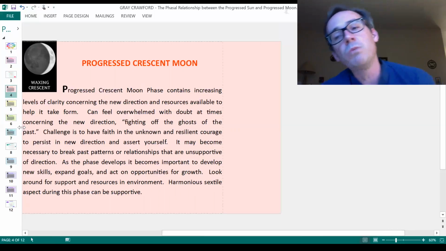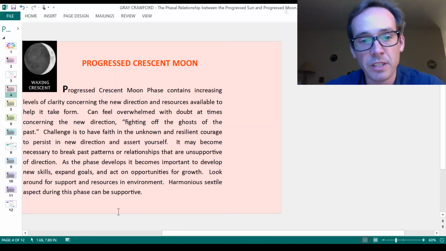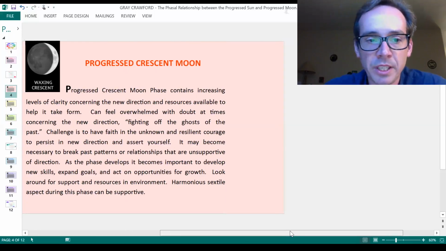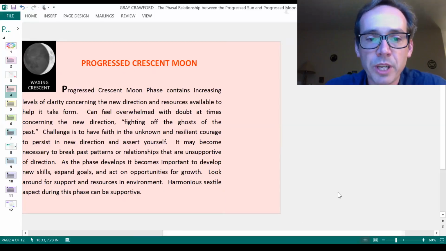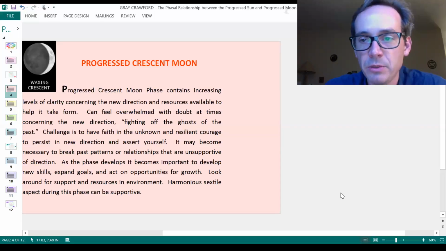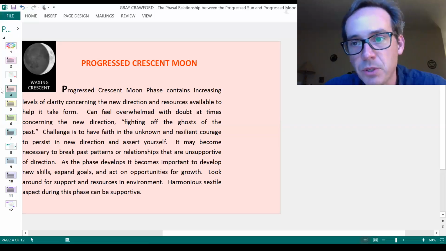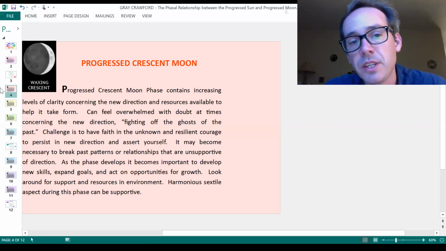So when you get into the crescent moon phase, you're starting at this point to become more clear about what the direction is actually going to be. What are the actual resources around you that are going to support you in this direction? It can also, though, feel very overwhelming. And that Rudyard line, fighting off the ghosts of the past, which I'm sure you all have seen Jeff Green use a lot too, is a good fit for this.